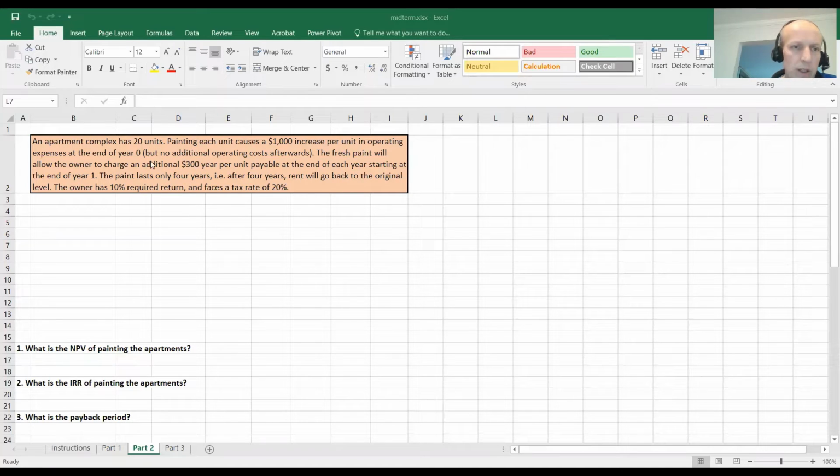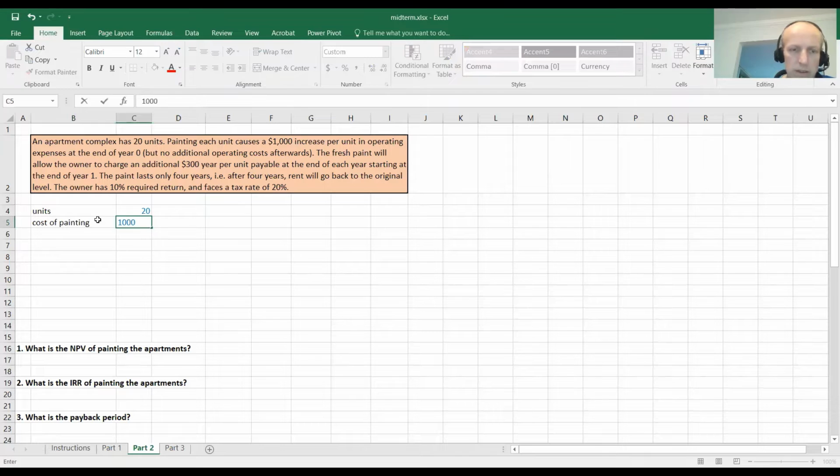Paint lasts 4 years. We could charge an additional $300, and we've got a 10% required return and a tax rate of 20%. So let's write a couple of these parameters down. We've got units. There's 20 units. We've got cost. Oops, cost of painting is $1,000.